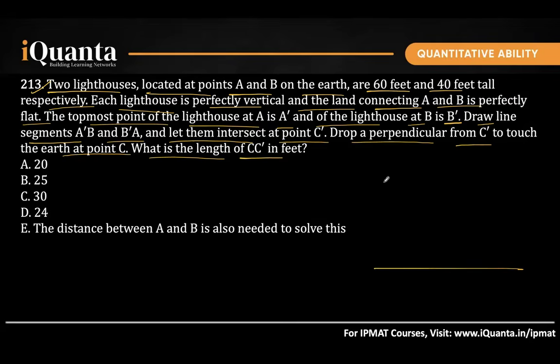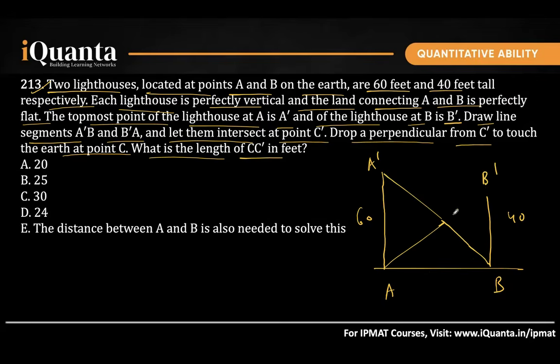So there are two towers like this. Okay, one is of 60 feet, one is of 40 feet. This is tower AA dash, this is tower BB dash. Okay, and then we have to connect A dash B and B dash A. Now they are crossing. Okay, they are crossing here. They are intersecting at point C dash. From C dash we have to drop a perpendicular and call it C. So this is also perpendicular, perfectly vertical.